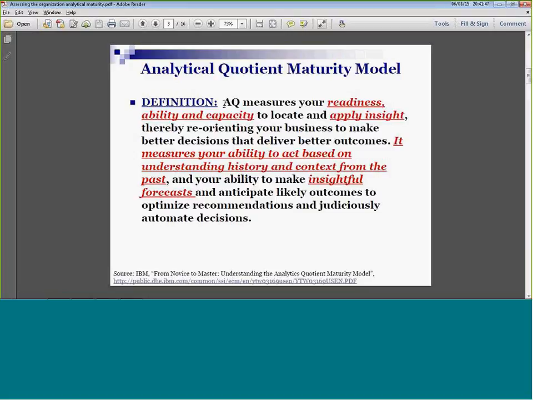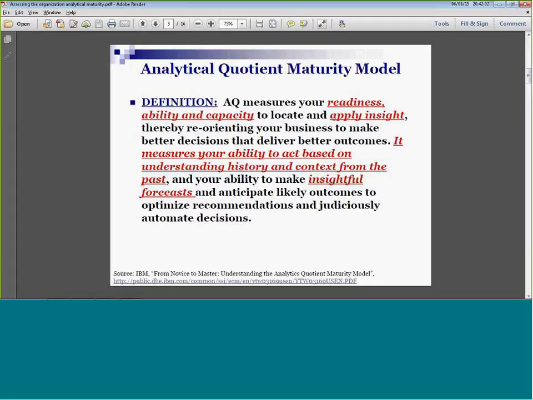So what is this one doing? Well, here's the definition. The analytic quotient maturity measures your readiness, ability, and capacity. That's 3 good pieces, right? Readiness, ability, and capacity to locate and apply insight.